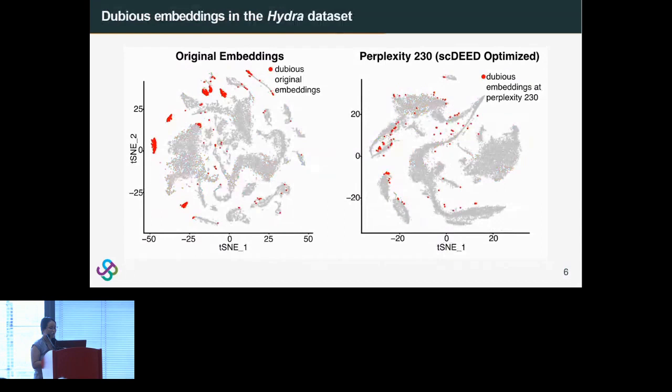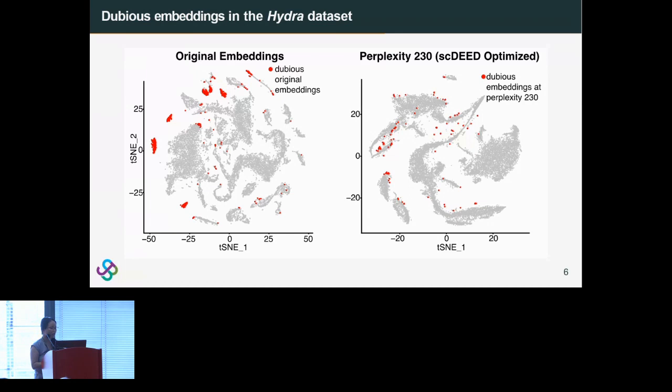If we look at the dubious embeddings at the optimized perplexity, there's only a few dubious embeddings, and they're mostly scattered on the periphery of the clusters. But in the original embeddings, we have entire clusters that have been marked as dubious, which suggests that their cluster location is not reliable.